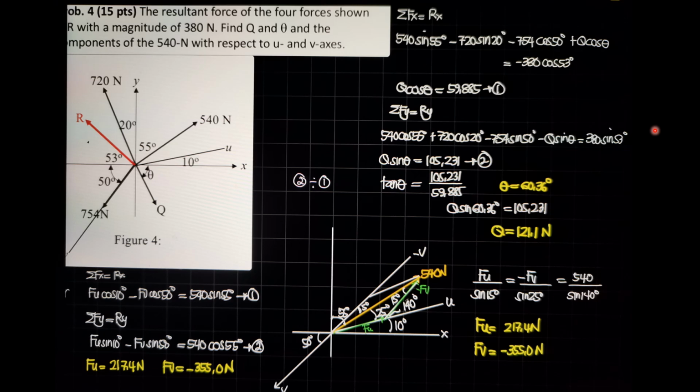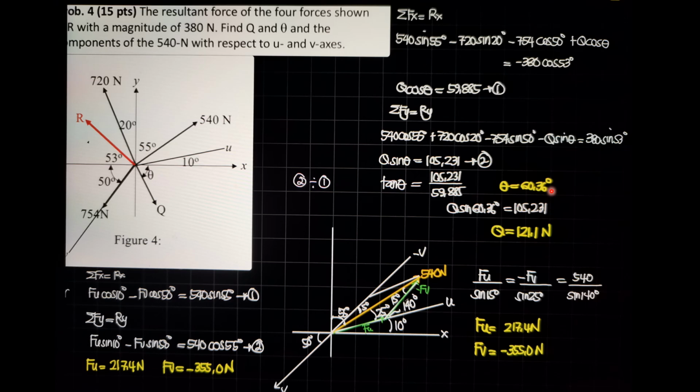Simplifying, transpose this to the right, so q sine theta equals 540 cosine 55 plus 720 cosine 20 degrees minus 754 sine 50 degrees minus 380 sine 53, and that is 105.231. Call that equation 2. We can now compute theta by dividing equation 2 by equation 1. So q sine theta divided by q cosine theta, that's tangent theta, cancel out q, equals 105.231 divided by 59.885. So from there, theta is 60.36 degrees.